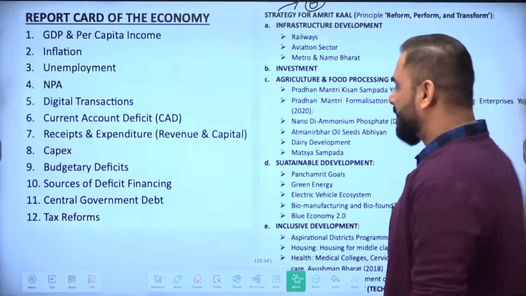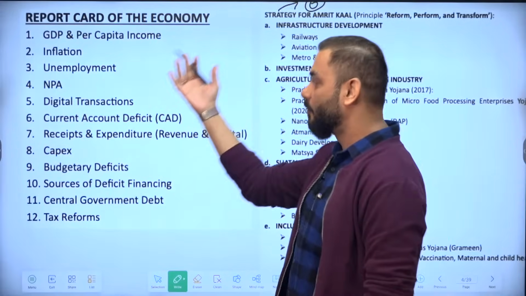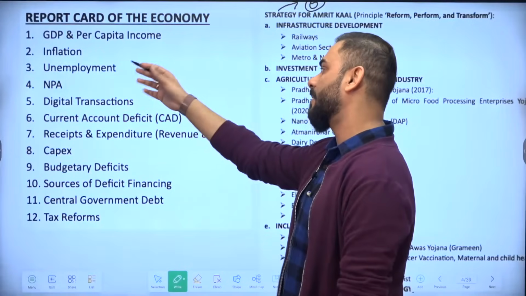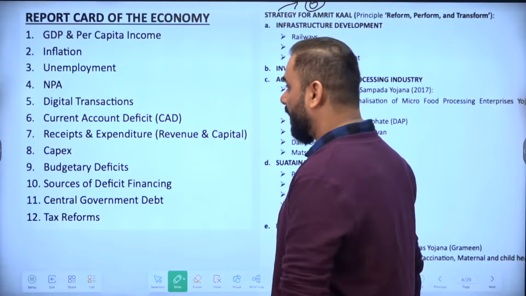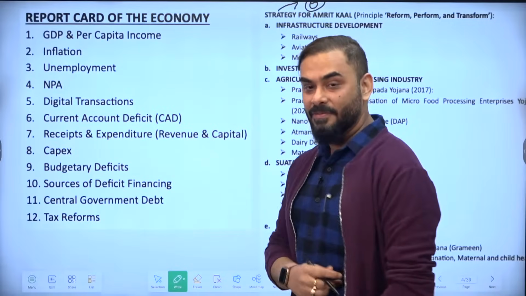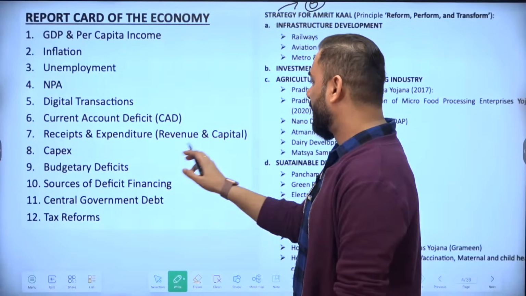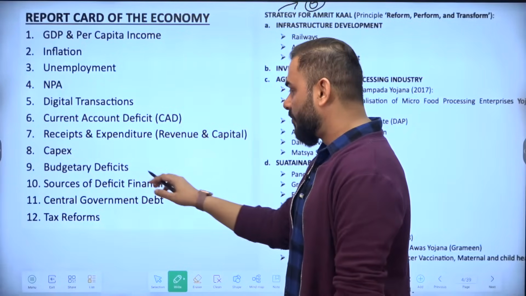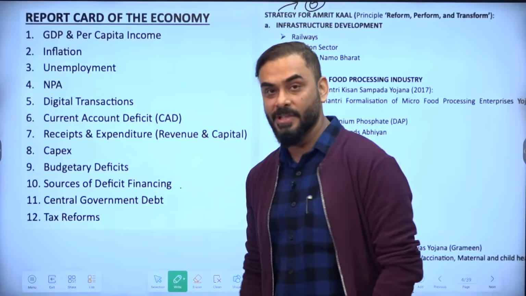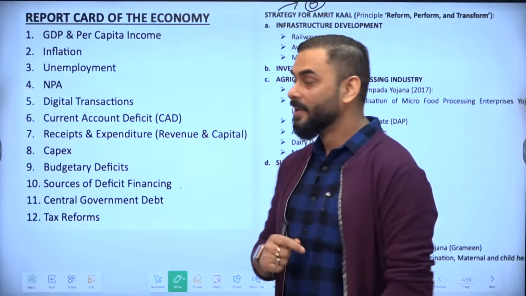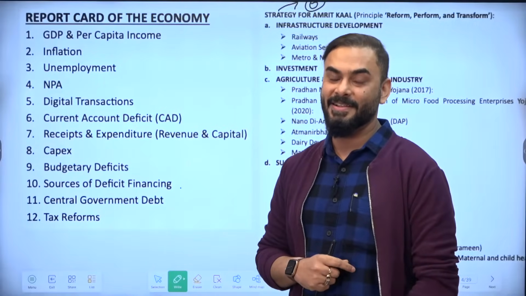See, this is what I call the report card of the Indian economy, and the report card I am going to discuss in terms of GDP, GDP per capita, inflation, unemployment, non-performing assets, which shows the health of the banking sector, government of India's favorite digital transactions, current account deficit, receipts and expenditure, revenue and capital, capex, budgetary deficit, sources of deficit financing, central government debt, and tax reforms. These are majorly some of the parameters on which we are going to examine the health of the economy.